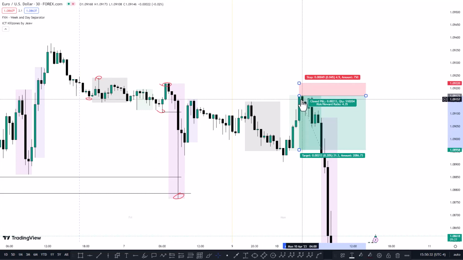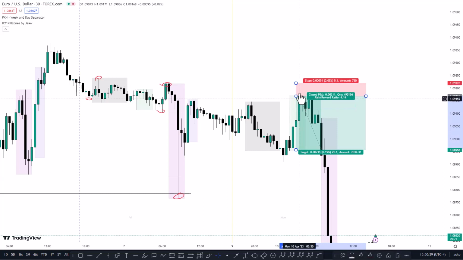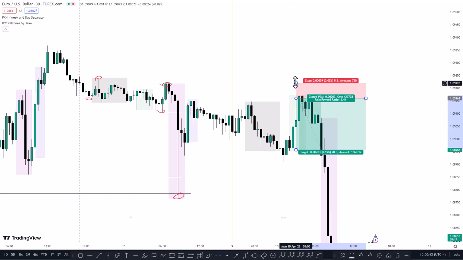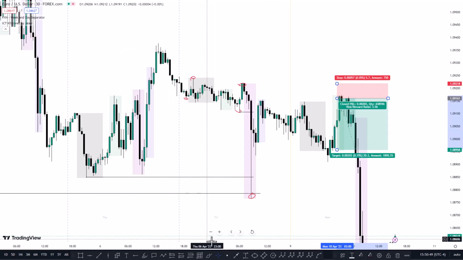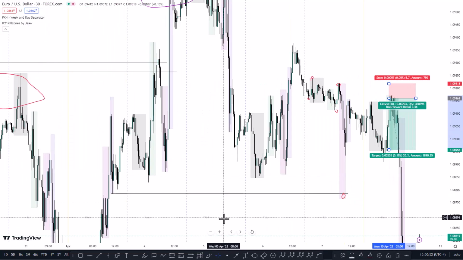That is around 5 pips of stop loss. If you snipe, or even 6 or 7, depending on how you want it. But this was a good trade, as you can see. Then what was the target?